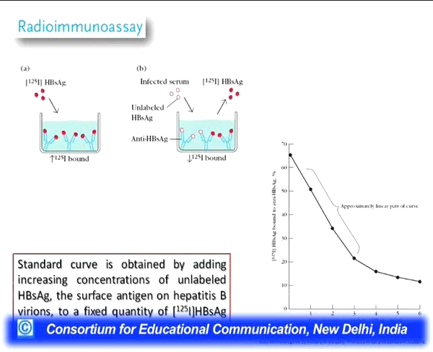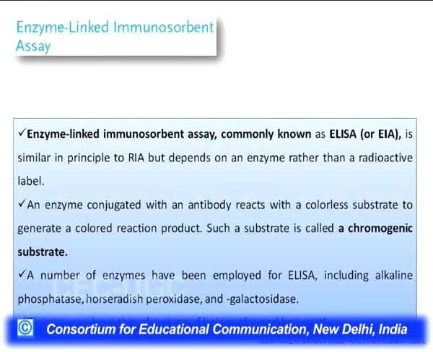With the help of a standard curve, made from the bound percentage of the antibodies to the antigens and the concentration of the unlabeled hepatitis B antigen, we can easily extrapolate the concentration of hepatitis B antigens present in the infected serum. Through this we can say that this much quantity of hepatitis B antigens is present, or this much severity of the condition.